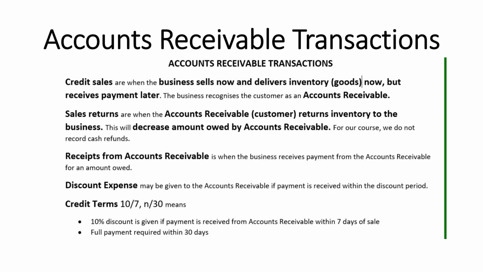Receipts from accounts receivable is when the business receives payment from the accounts receivable for an amount owed. A discount expense may be given to the accounts receivable if payment is received within the discount period. The credit terms of 10/7, n/30 means a 10% discount is given if payment is received from the accounts receivable within 7 days of sale. Full payment is required within 30 days.